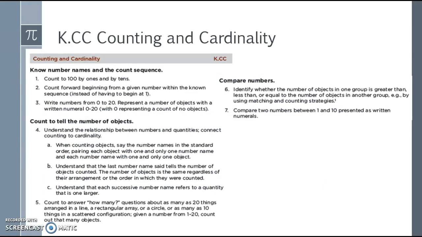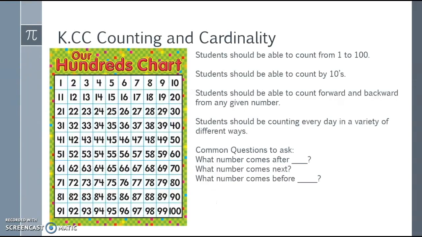Students need to know number names and the count sequence, count to tell the number of objects, and then compare numbers. So I'm going to go through each of the specific standards, and note that many of the techniques that we're going to talk about cover a variety of different standards, not just one in particular, which is awesome as well. And it also jumps between domains. So let's start with our hundreds chart.